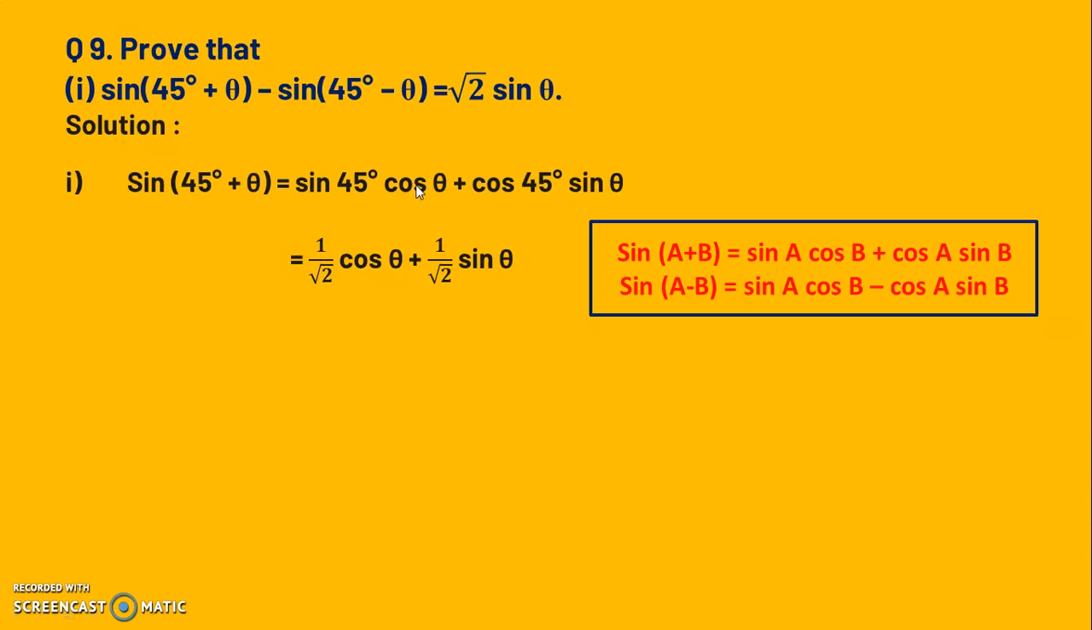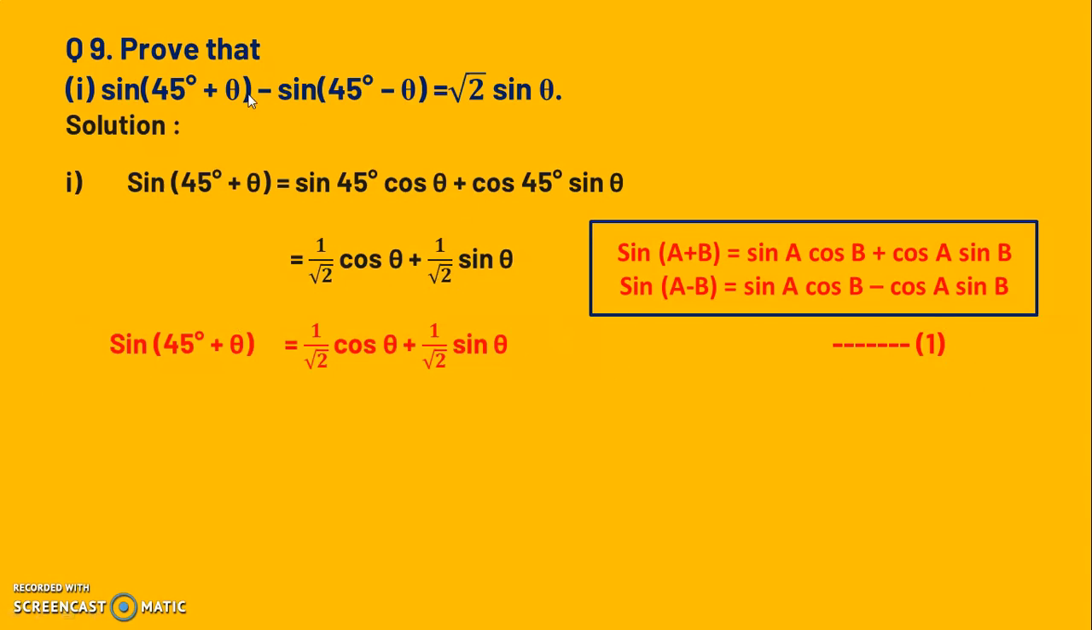That is 1 by root 2 and cos theta as same here, and 1 by root 2 and sin theta as same here. Okay. So now your sin(45 degree + theta) is 1 by root 2 cos theta plus 1 by root 2 sin theta. Make this equation number 1.